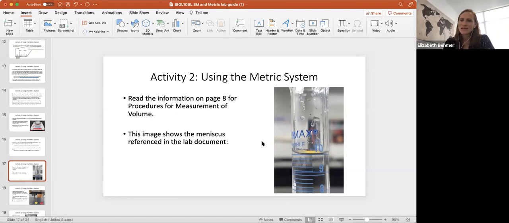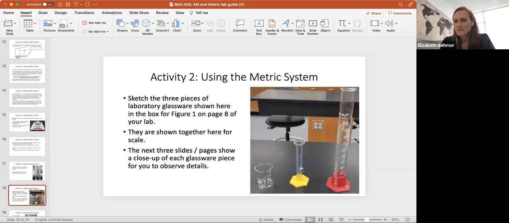And the meniscus is kind of a dip in the level of a liquid in a graduated cylinder or a beaker. So here we have a 10 milliliter graduated cylinder, and you can see the meniscus is the bottom part of the curve. So you always measure the volume in a container where the bottom of the meniscus hits a line. So this meniscus is right at the 10 milliliter mark. So this graduated cylinder would be 10 milliliters.